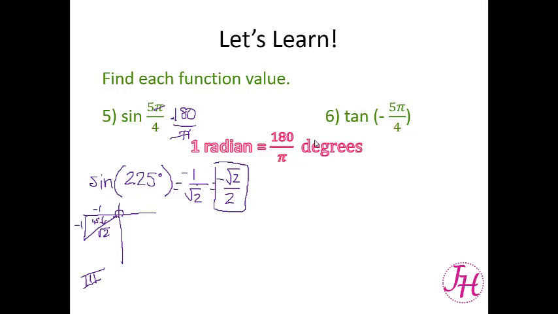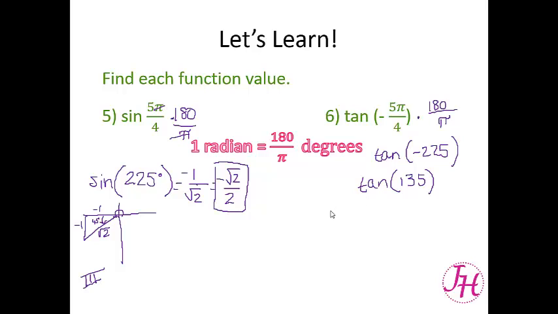Now let's try negative 5 pi over 4. Again, we're going to multiply that angle measure by 180 over pi. So that gives us tangent of negative 225 this time. If we want to find the coterminal angle, then we have to add 360 to negative 225, and we get positive 135.